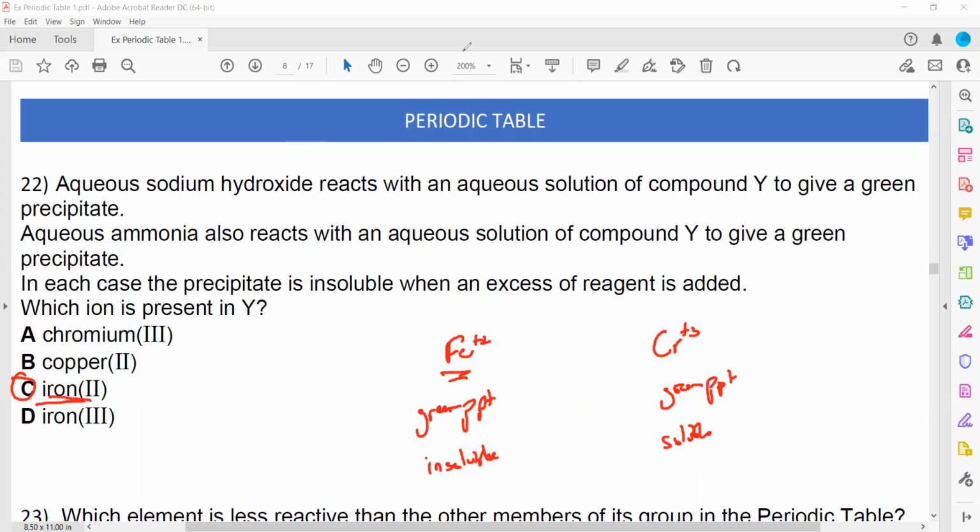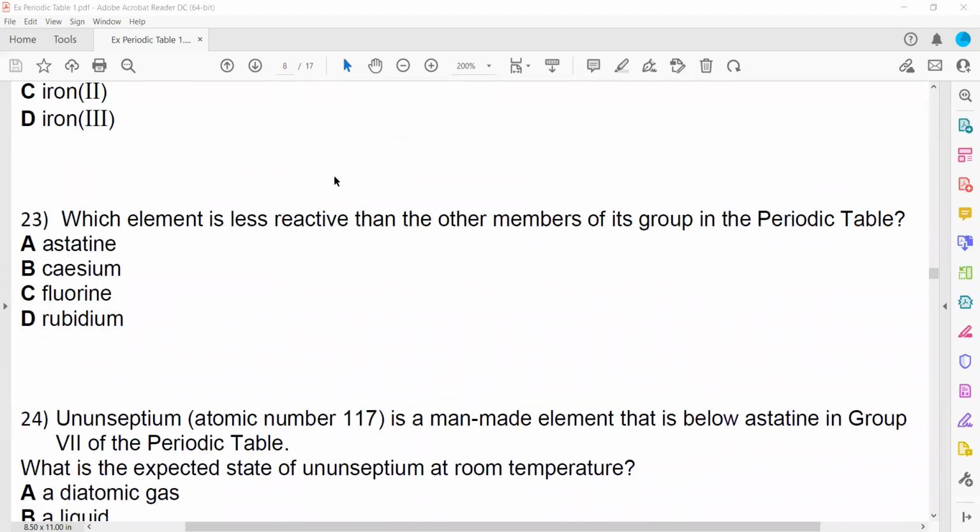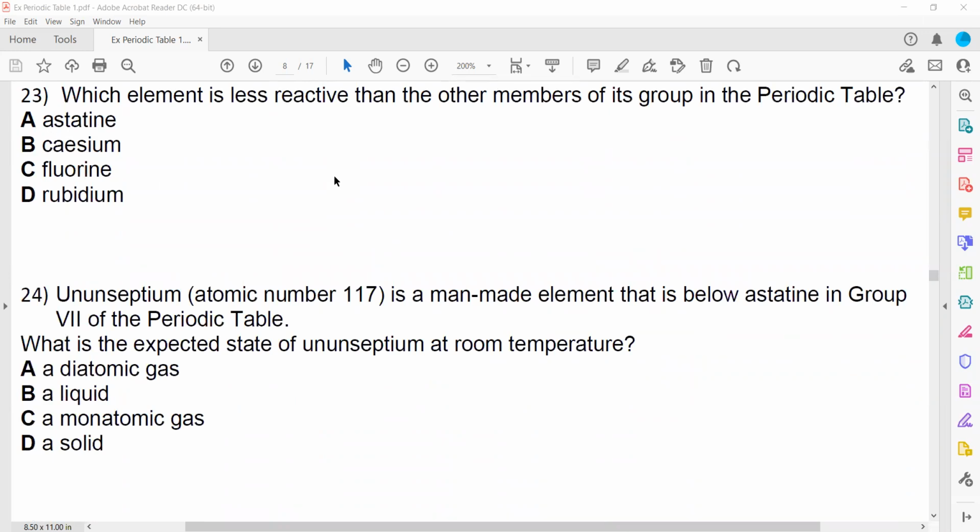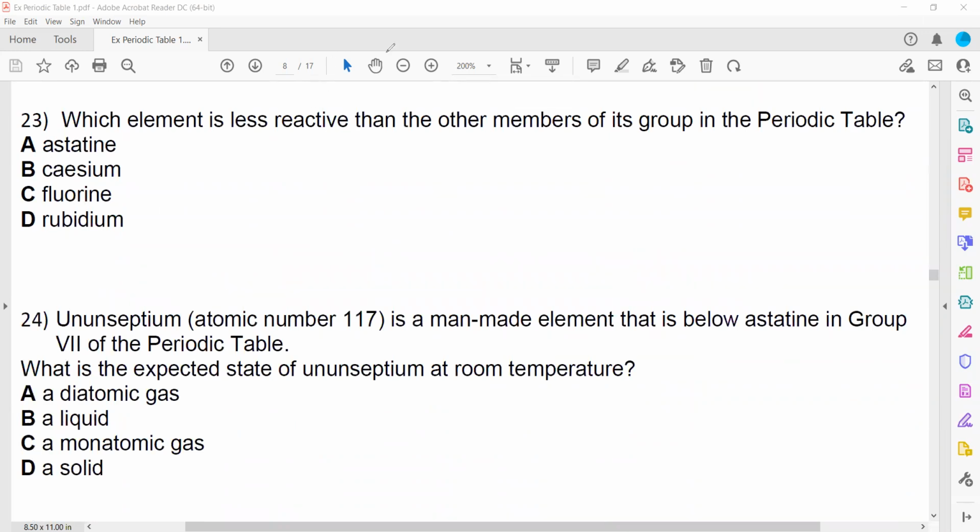So this is related to memorization for the ions. Which element is less reactive? Again, a repeated question. Astatine, the group 7 element, is less reactive than the other members. And then tennessine, which has an atomic number of 117, is man-made and is below astatine.